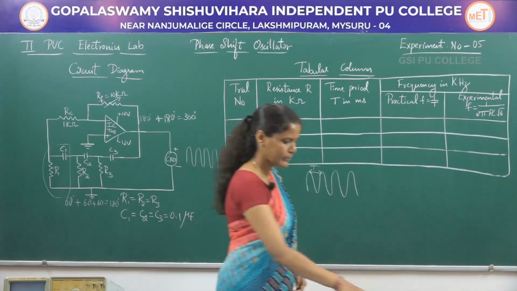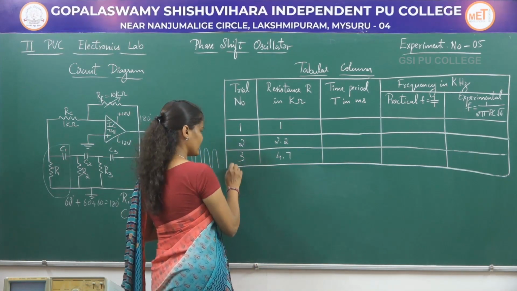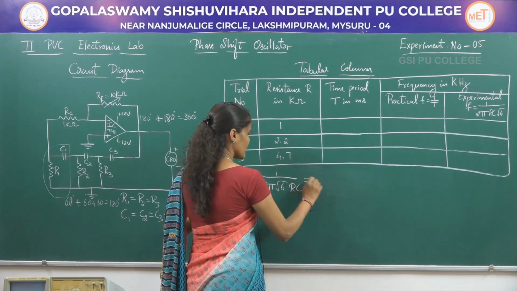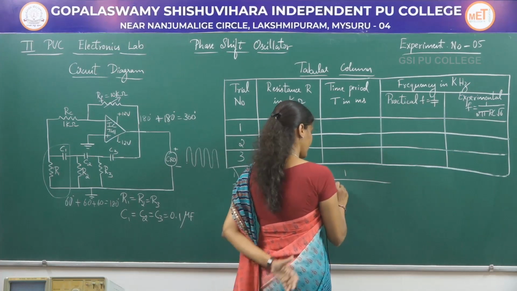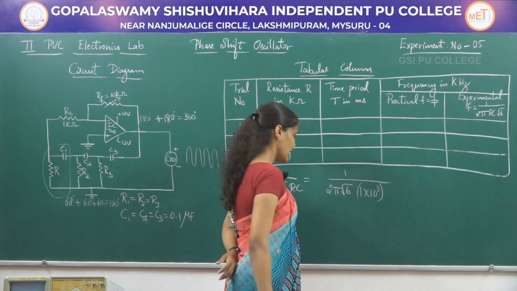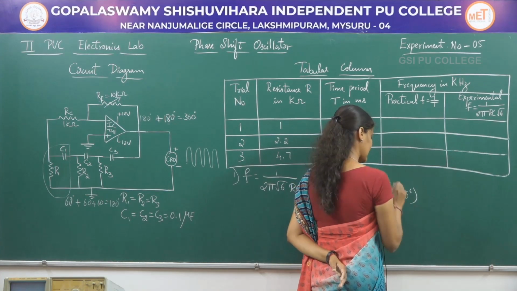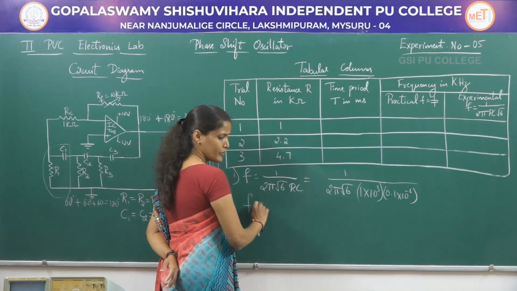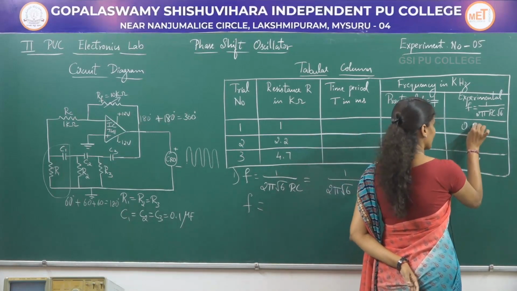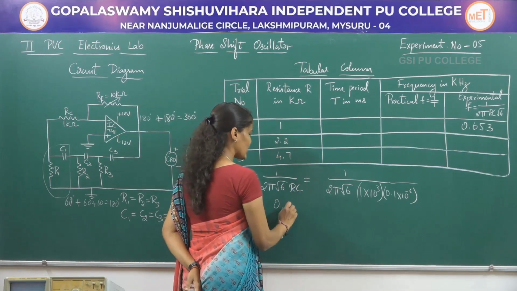So for calculation purpose, for the very first trial, F is equal to 1 divided by 2 pi root 6 R into C. So 1 divided by 2 pi root 6. R value is 1 kilo, that is 1 into 10 to the power of 3. And C value is 0.1 microfarad, 0.1 into 10 to the power of minus 6. So after simplifying this, the frequency value for the very first trial will be equal to 0.653 kilohertz. Similarly, you have to do the calculations for each and every trial.